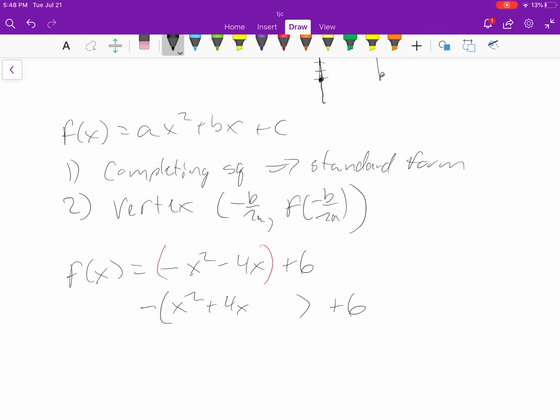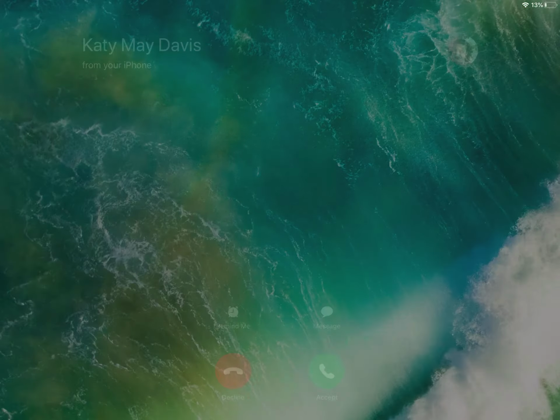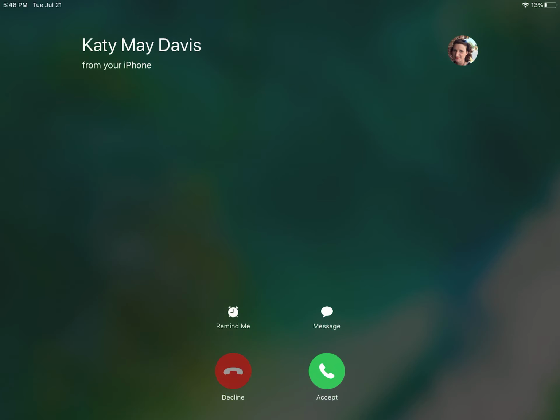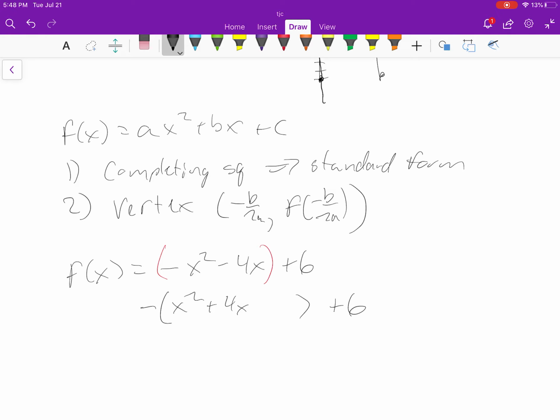Okay. Then that will be like dividing everything by your a. That's kind of the step we're doing here. Now you're going to complete the square inside the parentheses. Well, to complete the square inside the parentheses, you just take the middle number divided by 2 and square it.